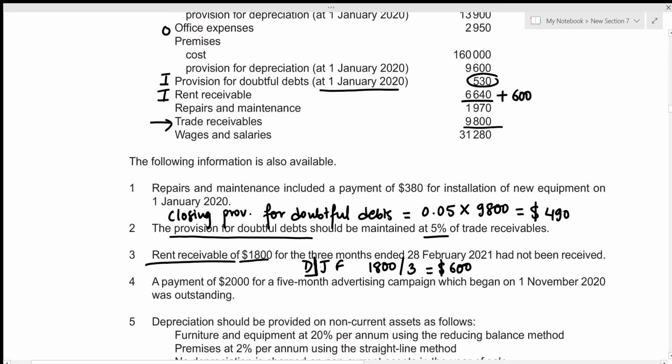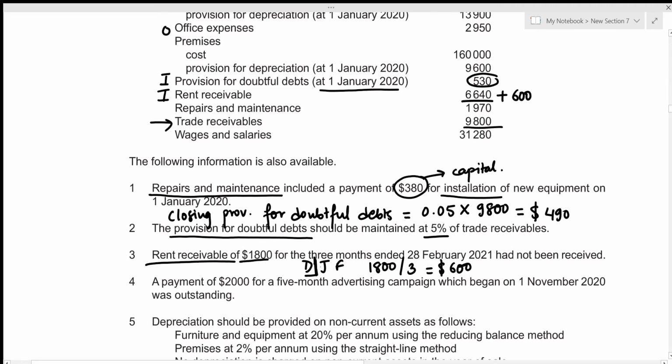So we have an additional information relating to repairs and maintenance right here. This included a payment of 380 for installation. All right, so installation cost is not a revenue expense. It is actually a capital expenditure. So capital expenditure are those expenses that only occur once, but revenue expenses are recurring expenses that may occur monthly or weekly or on any time basis. So since we only have to install the equipment once, this is actually a capital expenditure. This is included in the capital and not in the revenue expenditure.